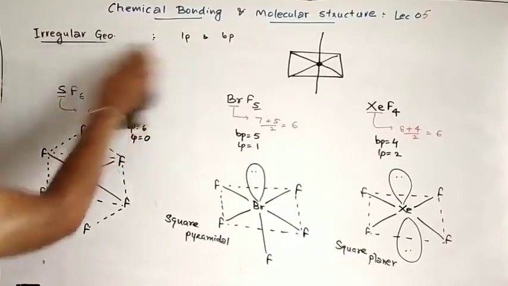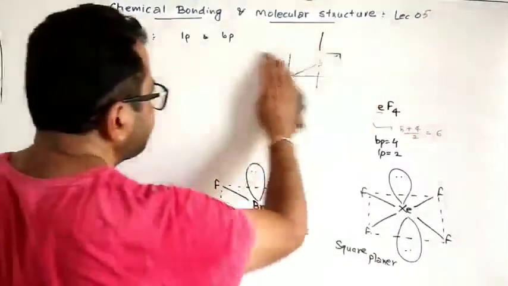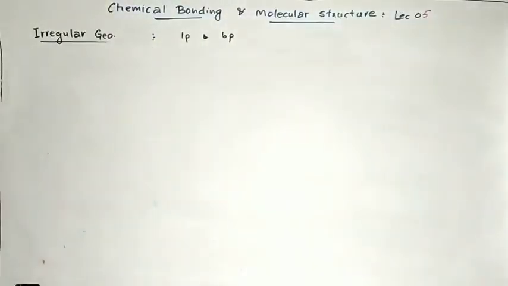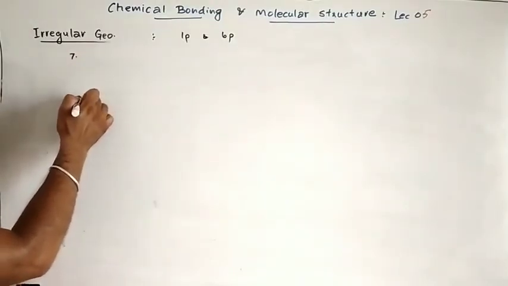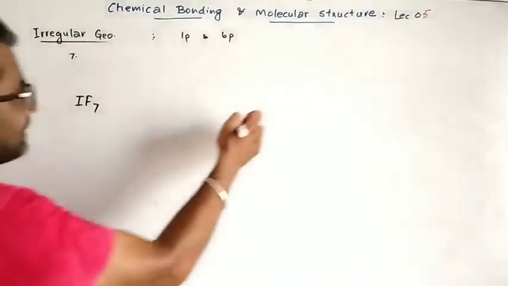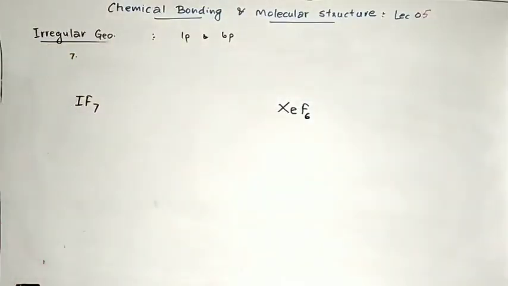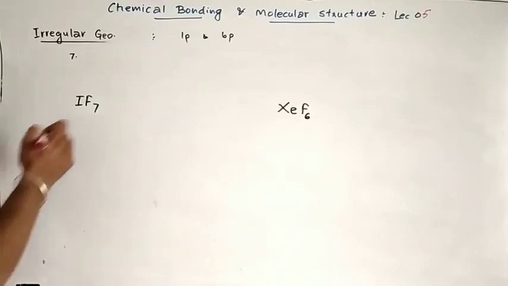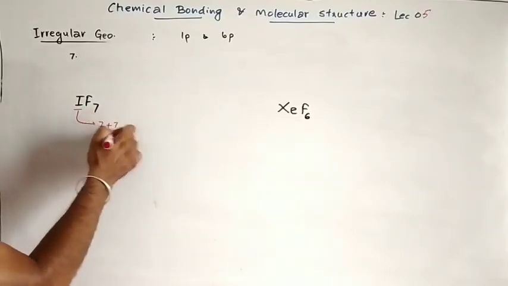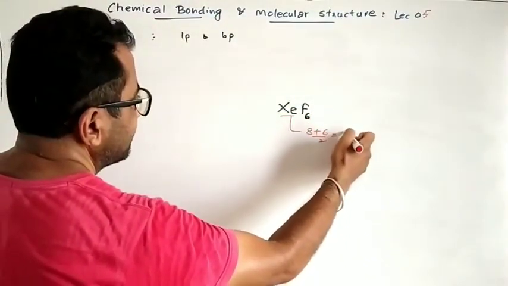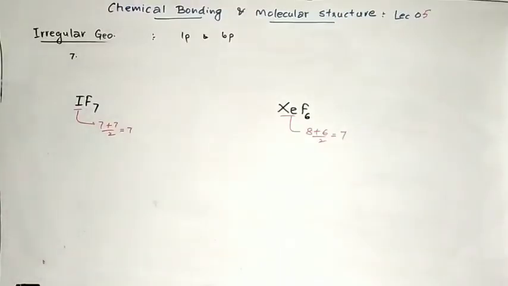If you want to make a structure of 7, the last one, with this the VSEPR model is complete. Okay, 7 electron pairs. So here we have IF7. Second structure is XeF6. Okay, find the number of electron pairs. Iodine 7 plus 7 by 2, 7. Xenon 8 plus 6 by 2 means 7. Both have the same geometry.